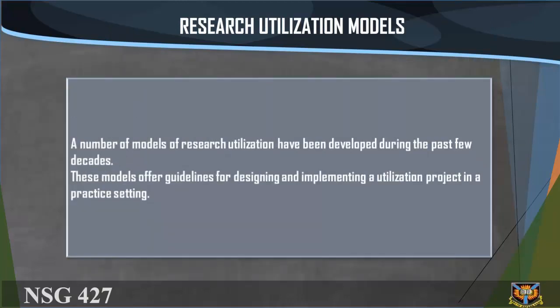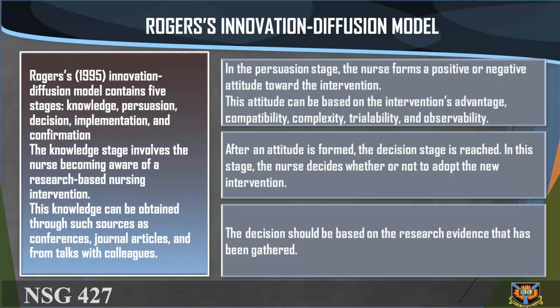Research utilization models. A number of models of research utilization have been developed during the past few decades. These models offer guidelines for designing and implementing a utilization project in a practice setting. Rogers Innovation Diffusion Model. Rogers, 1995, Innovation Diffusion Model contains 5 stages: knowledge, persuasion, decision, implementation, and confirmation.